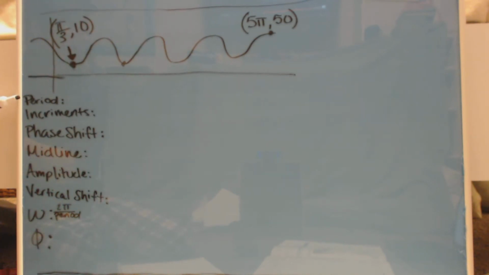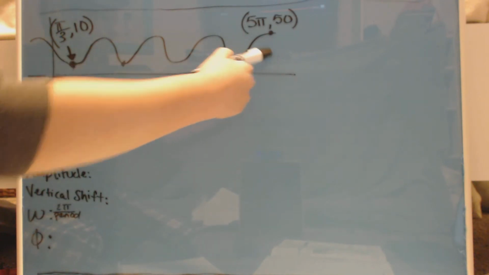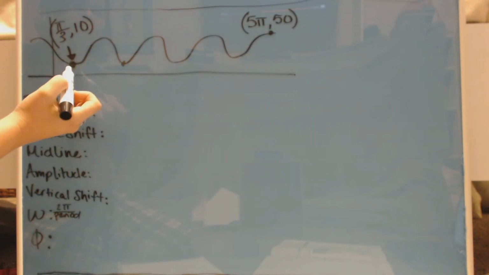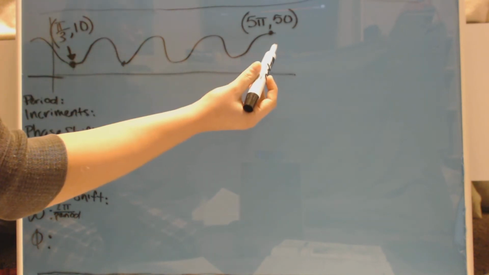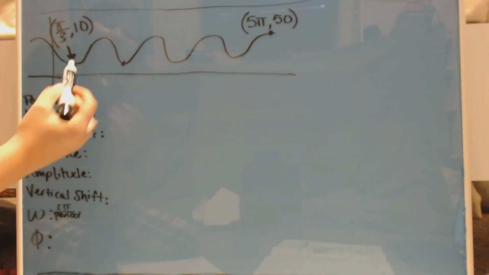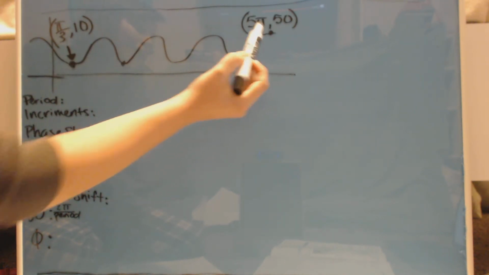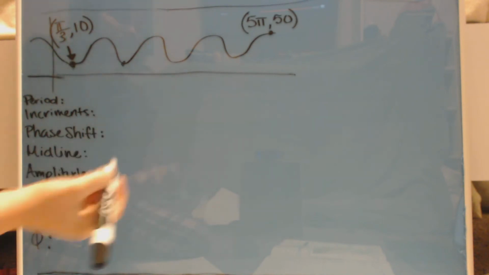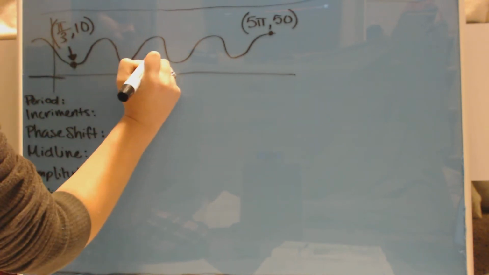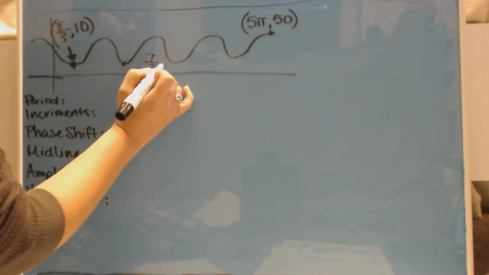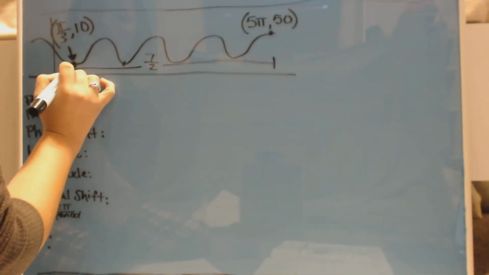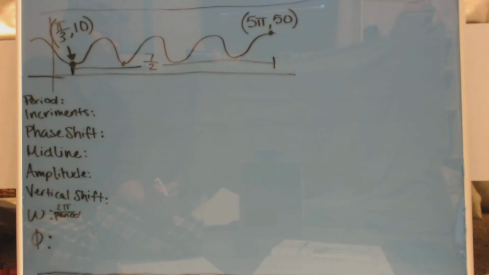First thing we have to do is find the period. It's easy, but in order to do that, we need to know how many periods are between the points 11 pi over 3, comma 10, and 5 pi, comma 50. If we count it out, we've got 1, 2, 3.5 periods, which is the same thing as saying 7 halves of a period in between that whole section.